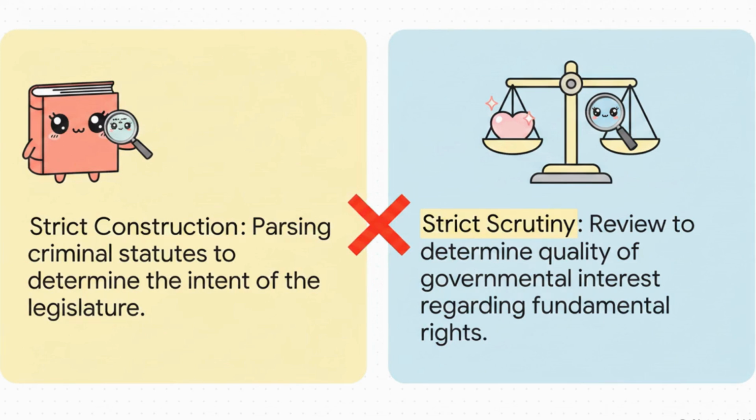Strict scrutiny, on the other hand, is a totally different standard of judicial review. It's used when fundamental freedoms, like free speech or religion, are at stake. The court made it abundantly clear that criminal laws, like the plunder law, are judged by strict construction, not strict scrutiny. You just can't mix and match these tools. They do entirely different jobs.